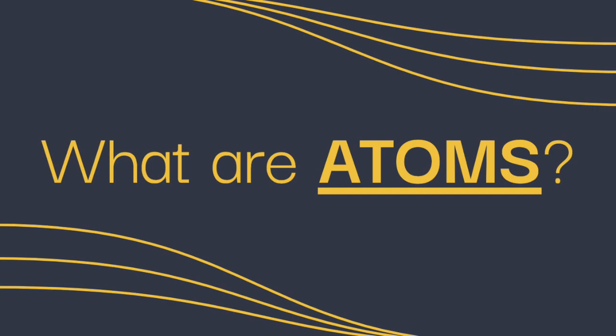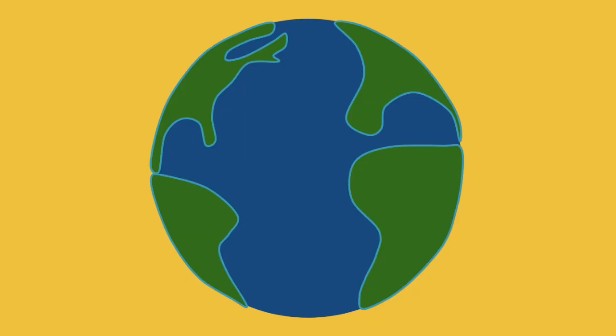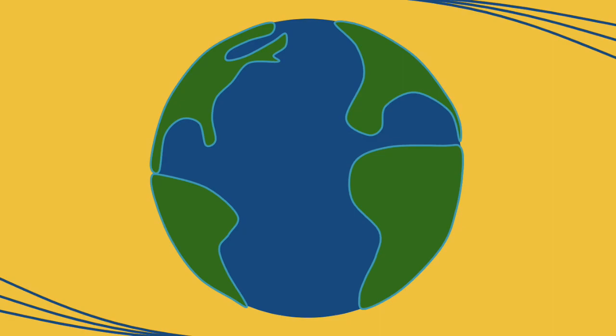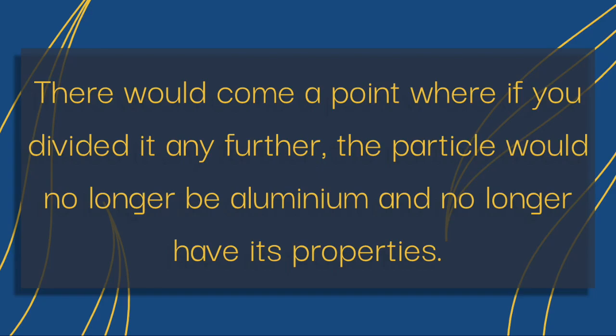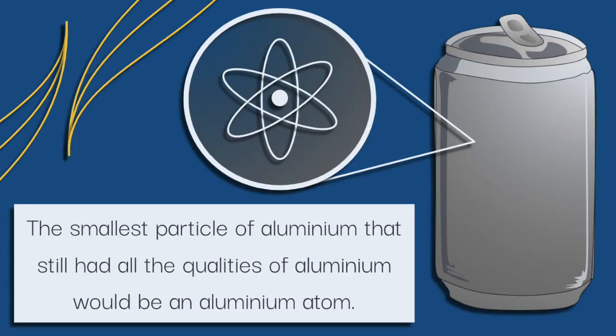First of all, what are atoms? Atoms are the basic building blocks of matter. They are what compose the world around us, from the air we breathe to the food we eat. If you were to take a piece of aluminum and divide it again and again, there would come a point where if you divided it any farther, the particles would no longer be aluminum and no longer have its properties. The smallest particle of matter, which still contains all the properties of aluminum, would be an aluminum atom.